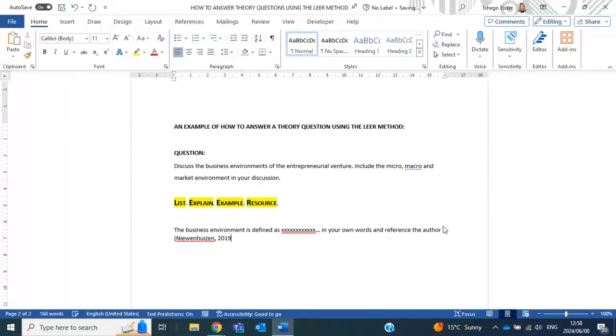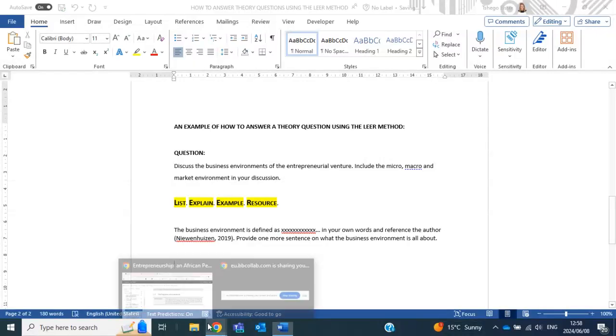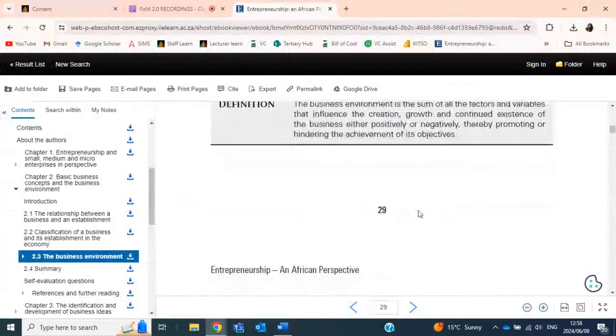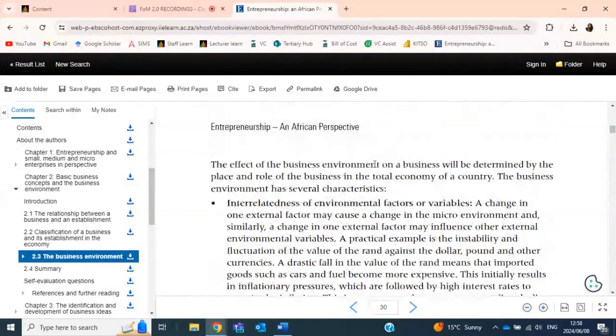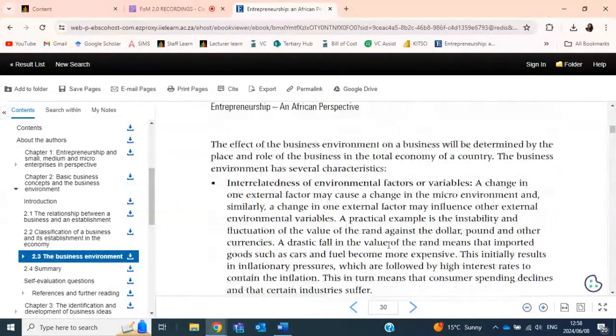And it's 2019. Okay, so that's the first thing that you're going to do. You're going to say the business environment is defined as blah, blah, blah. And then maybe you'll provide one more sentence on what the business environment is all about. Then you will go on to say, because if you look at the business environment, this is where you will get those extra sentences again.